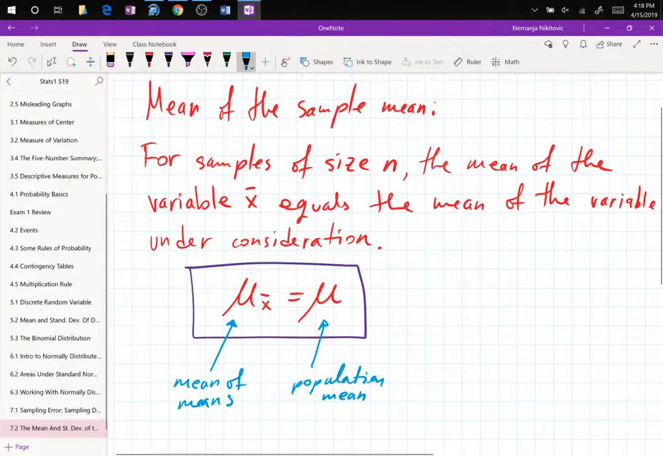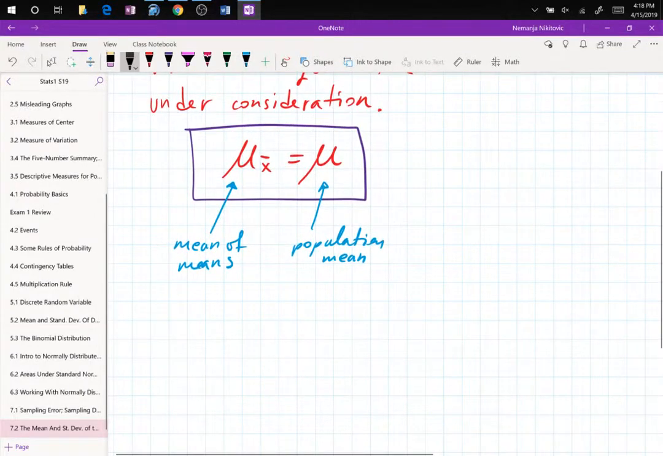Now, in order for us to quickly go through this example and exercise, I'm just going to go with the standard deviation first, and then we're going to deal with the example, so we can do both at the same time. Now, the standard deviation of the sample mean.